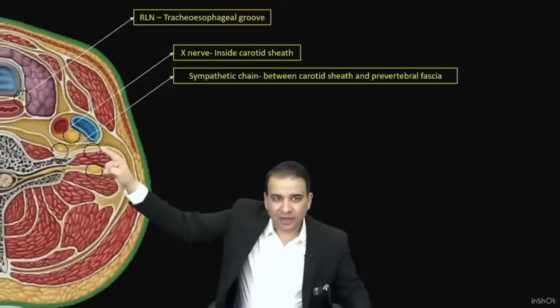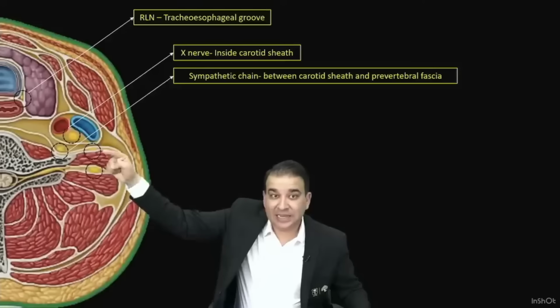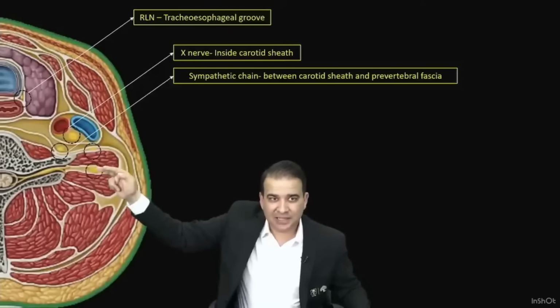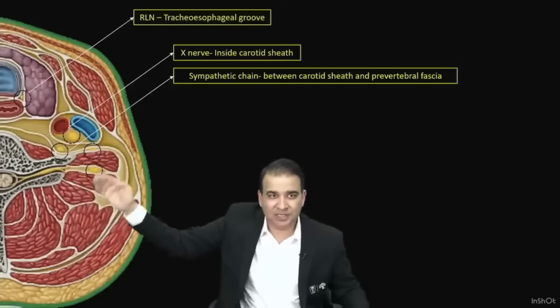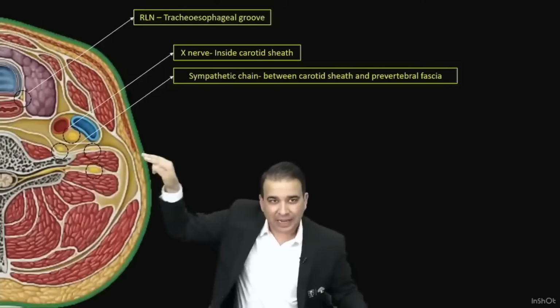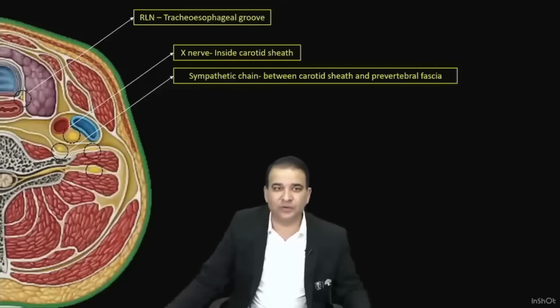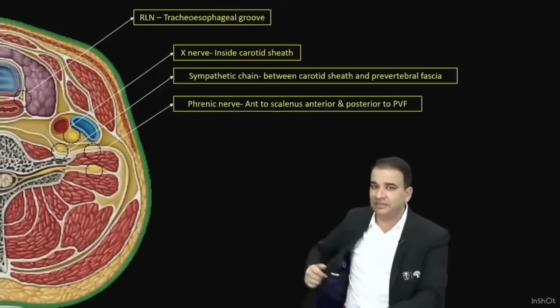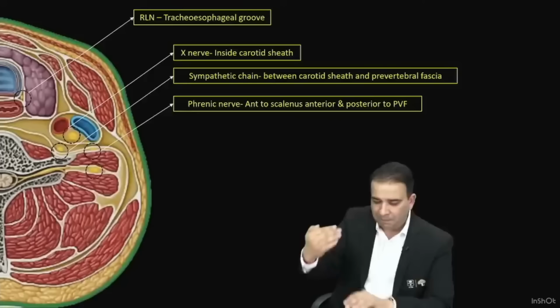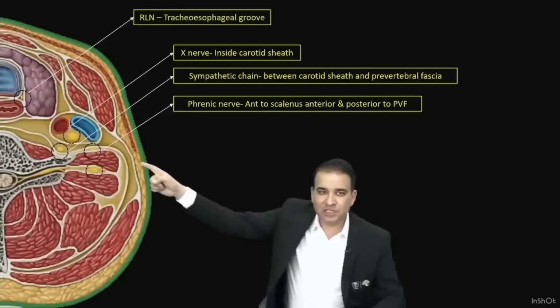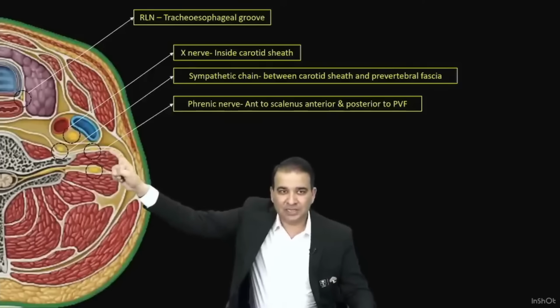Look at the nerve there, which is in front of the scalenus anterior. Like these muscles, this is scalenus anterior, this is scalenus medius, that is scalenus posterior. These are scalene muscles. The nerve which is running in front of the scalenus anterior muscle, but more importantly behind the prevertebral fascia, and that is the phrenic nerve. It runs in front of scalenus anterior, but behind what? Behind the prevertebral fascia, guys. The one which is behind the prevertebral fascia, that is the phrenic nerve.